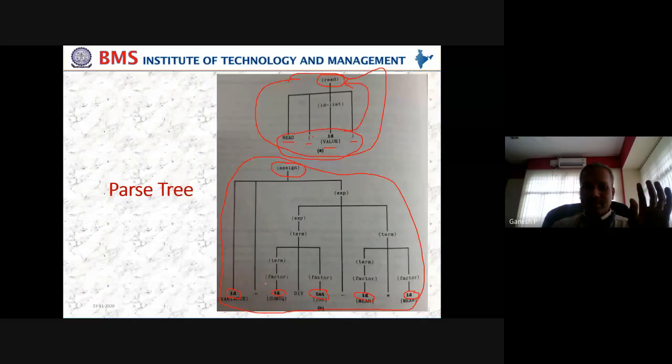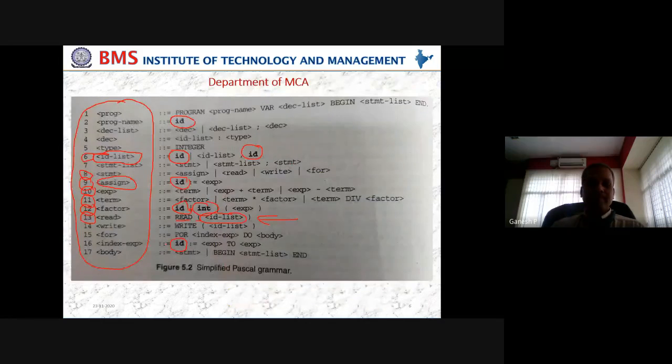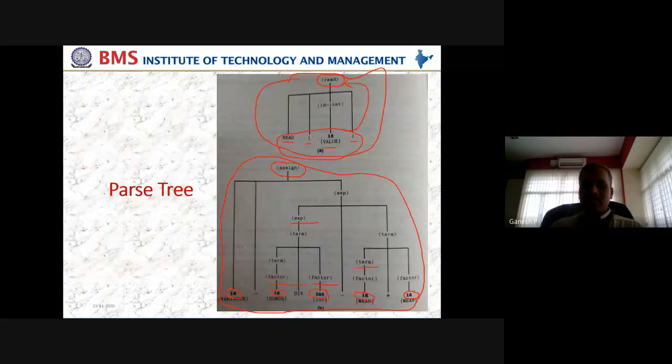In all other cases, you can see factor, you can see term, you can see exp, you can see assign. They're all non-terminal symbols. Where are they positioned? They are positioned anywhere other than the leaf nodes. That is the idea with which a parse tree has been constructed.